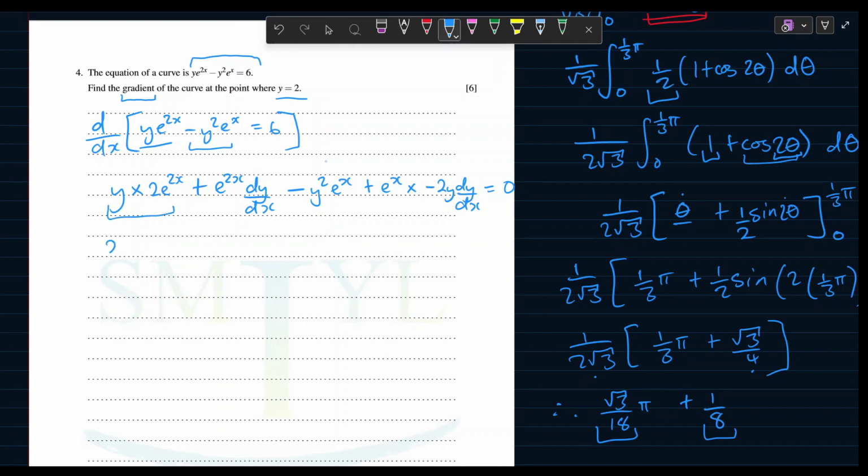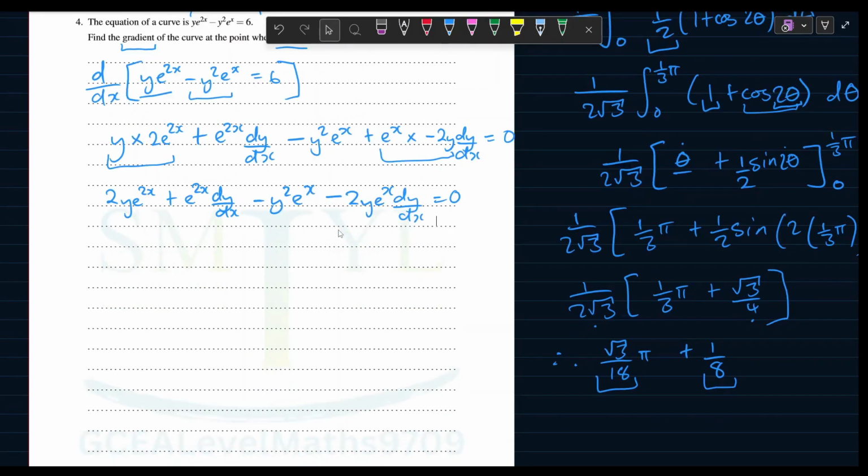Here that is 2y e to the 2x. Then we've got plus e to the 2x dy dx. And minus y squared e to the x minus, be careful here with the signs, 2y e to the x dy dx, and this is equal to 0.